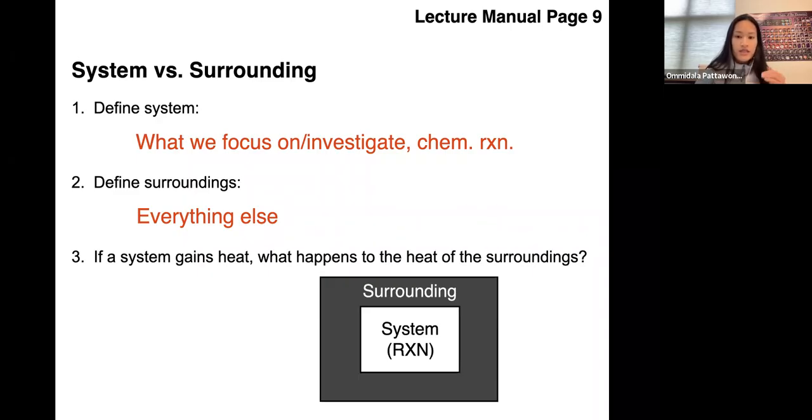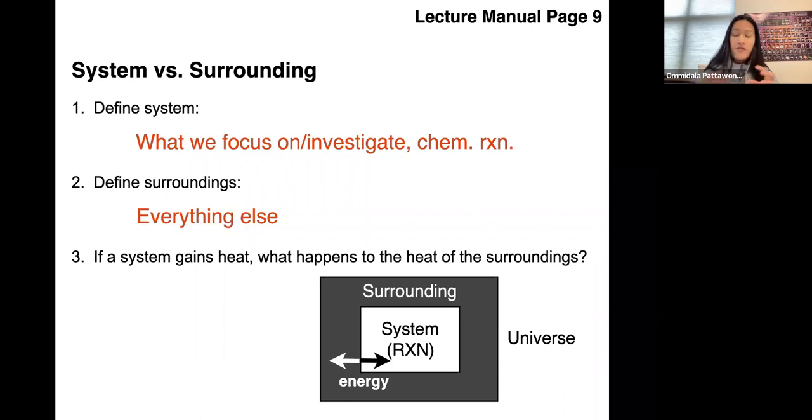So in this case, if the system gains heat, what happens to the heat of the surrounding? If you look at this diagram, it would be the opposite. If the heat is going into the system, that means the surrounding is actually losing heat. So it would be the opposite.